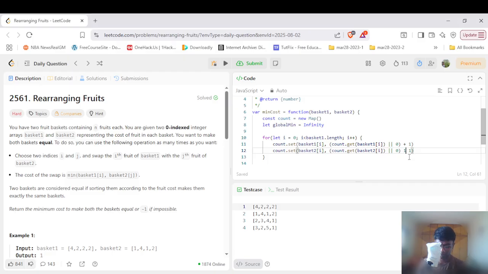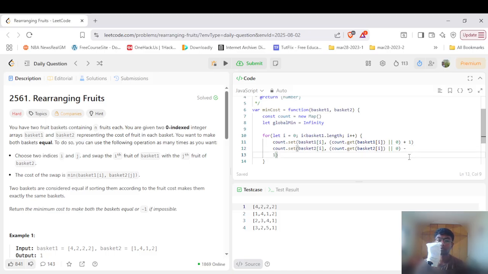As we discussed, the basket 2, we are going to subtract it just to balance basket 1 and basket 2 and find all the uneven or the excess parts that we can share, right? So, and at each point, we also calculate the minimum possible value that we can use to swap.